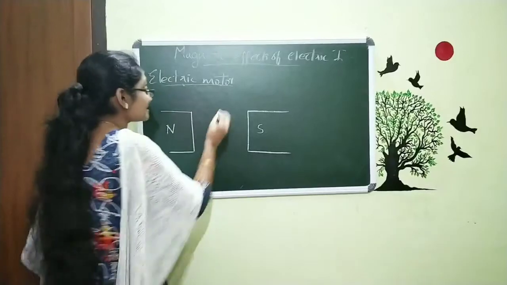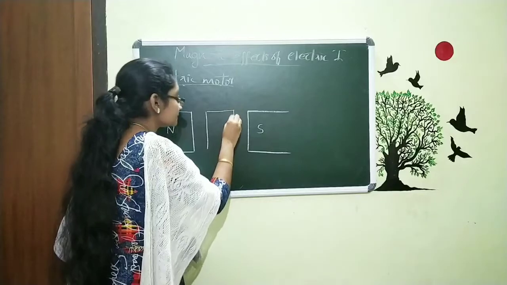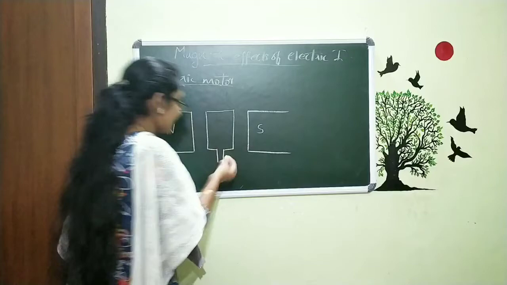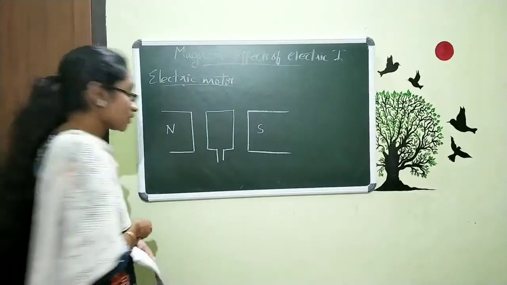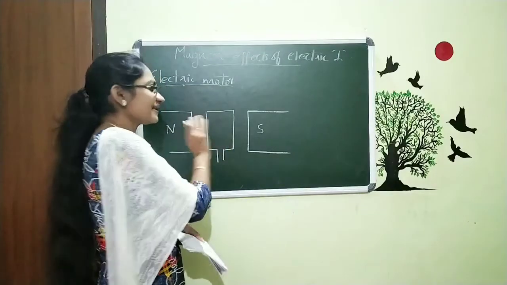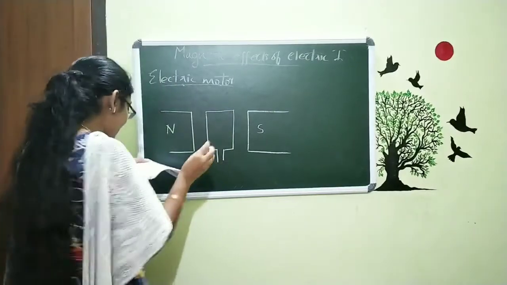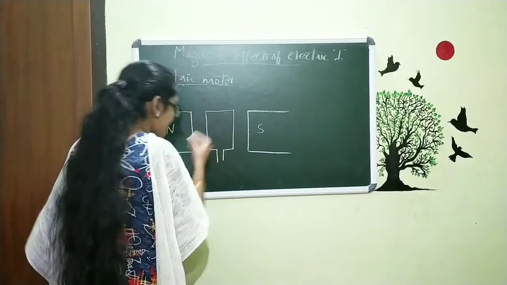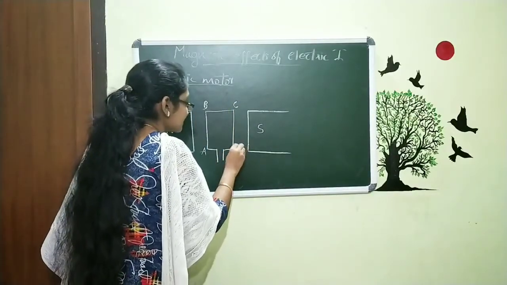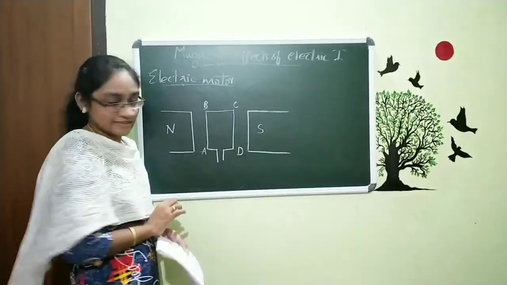And in that space, you can see a rectangular coil. This is an insulated copper wire coil. That means a conducting wire is made here as a coil and named A, B, C and D. It is just a wire making a rectangular shape.